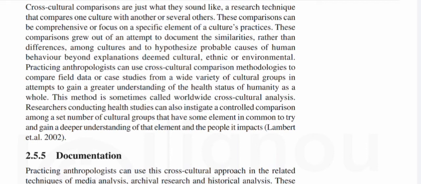Practicing anthropologists can use cross-cultural comparison methodologies to compare field data or case studies from a wide variety of cultural groups in attempts to gain a greater understanding of the health status of humanity as a whole. This method is sometimes called worldwide cross-cultural analysis. Researchers conducting health studies can also instigate a controlled comparison among a set number of cultural groups that have some element in common to try and gain a deeper understanding of that element and the people it impacts.